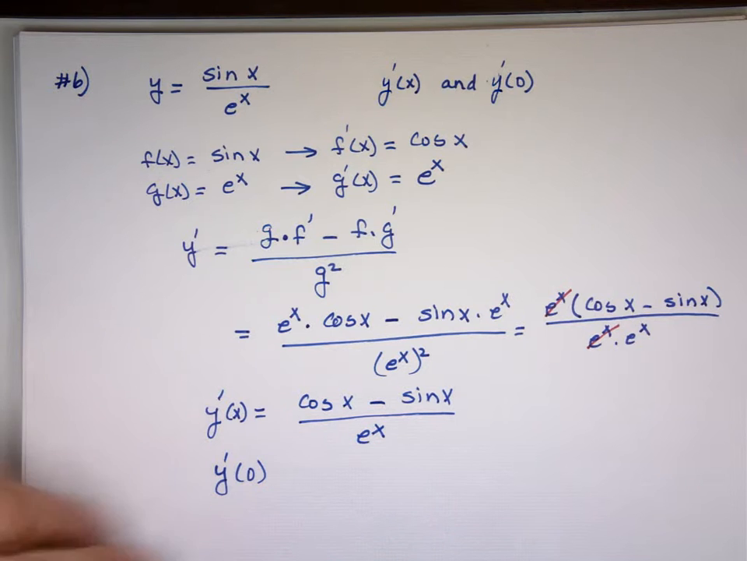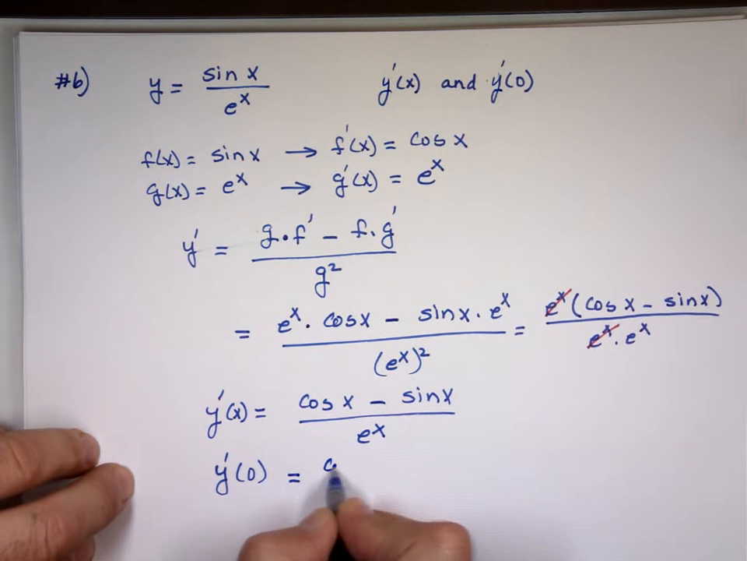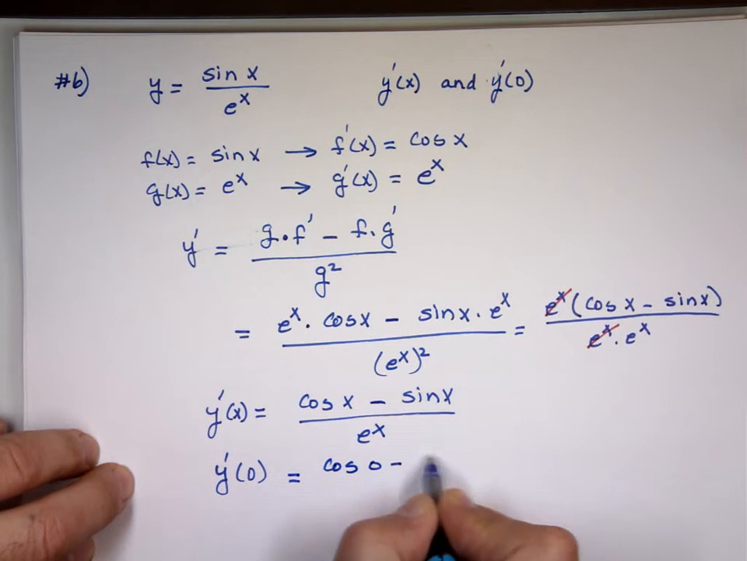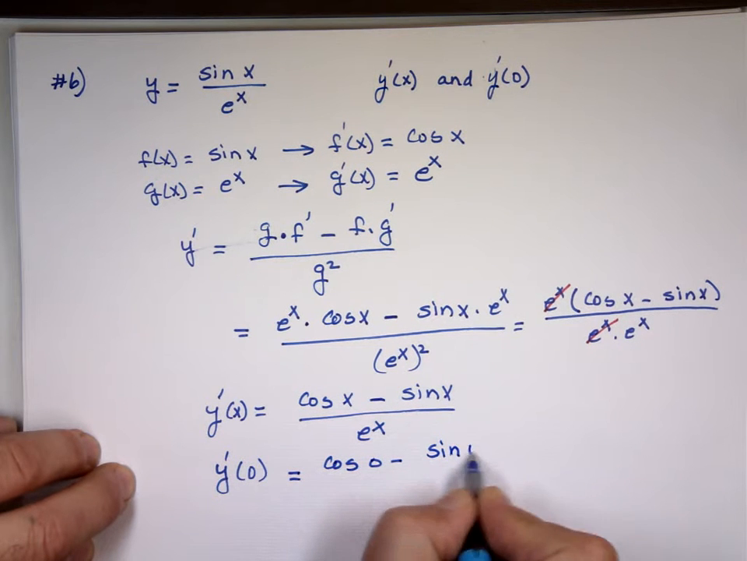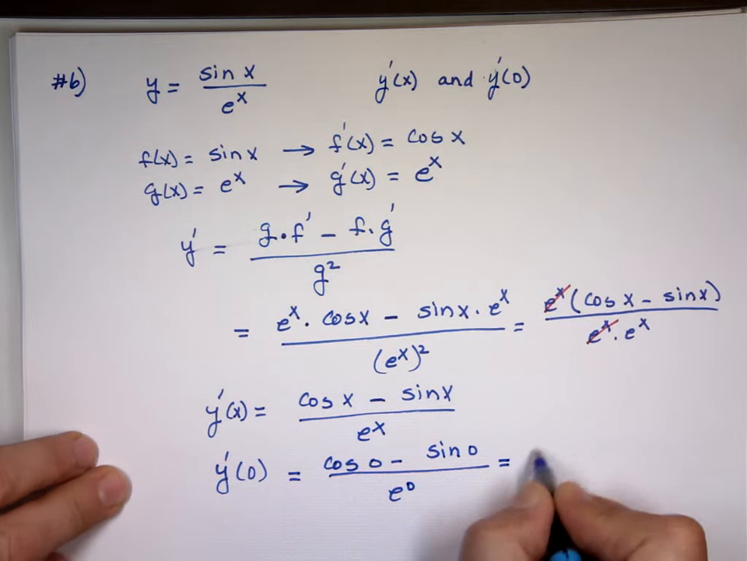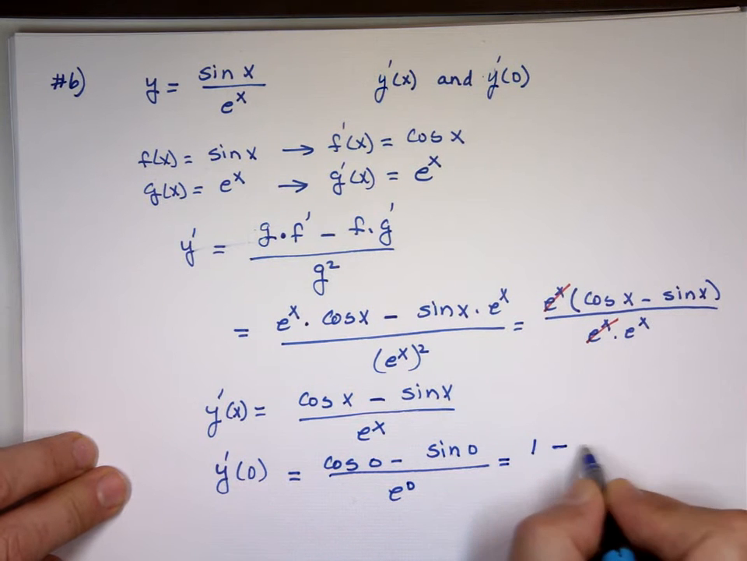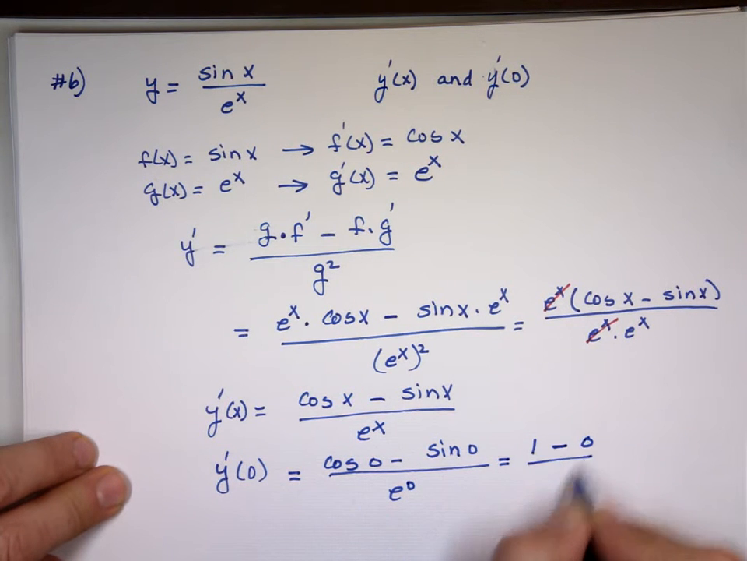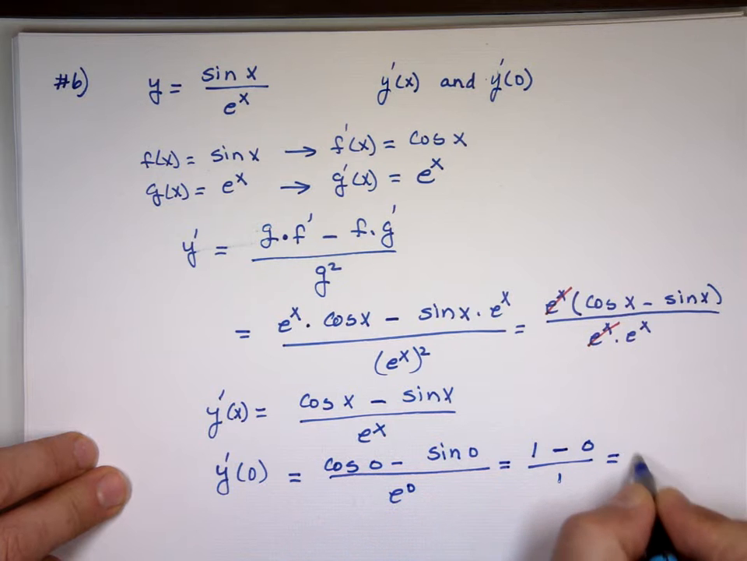You let x be 0. Cosine of 0 minus the sine of 0 over e to the 0. Cosine of 0 is 1. Sine of 0 is 0. E to the 0 is 1. The answer is 1.